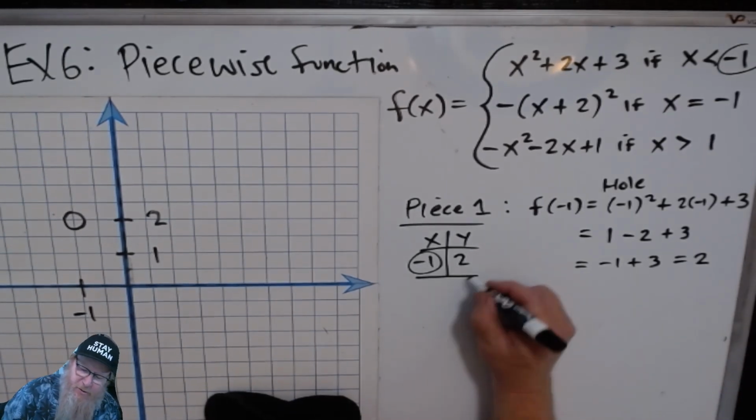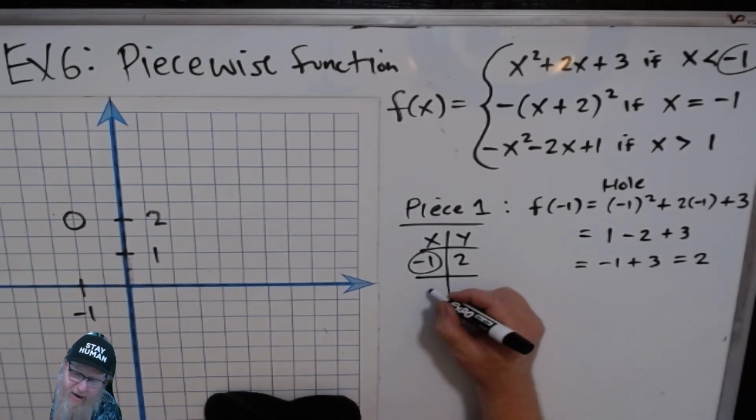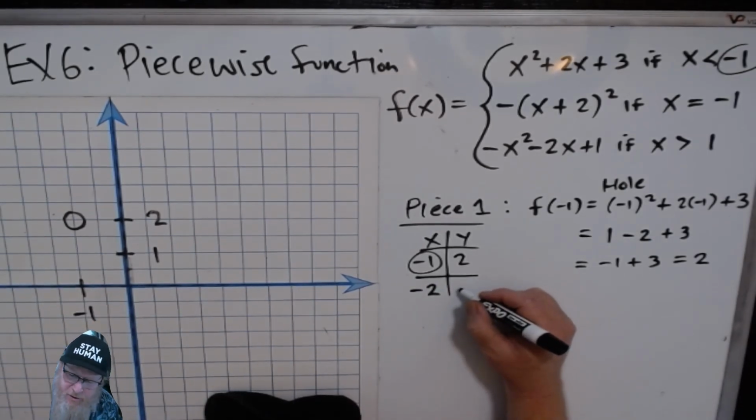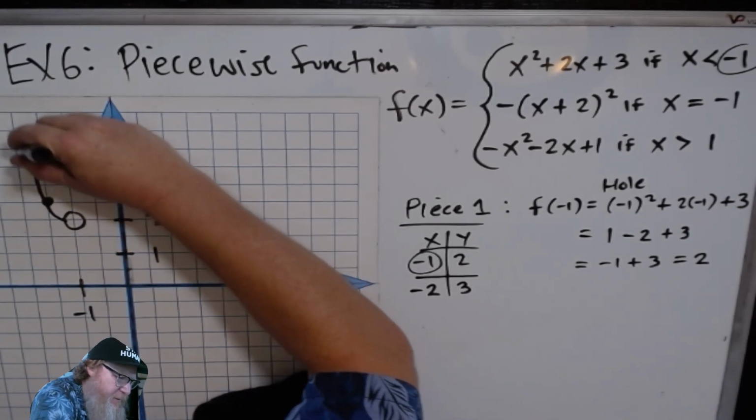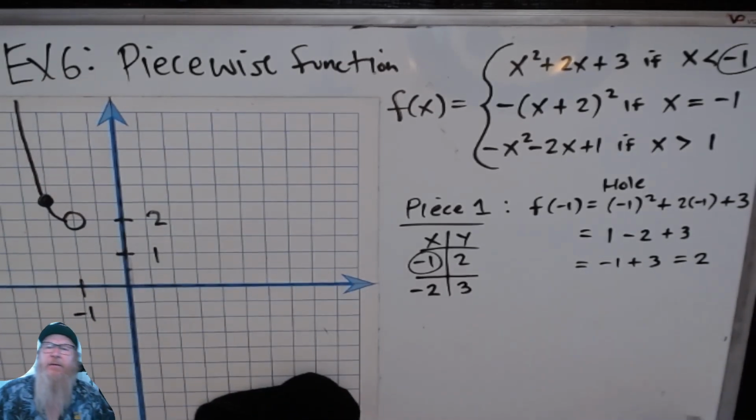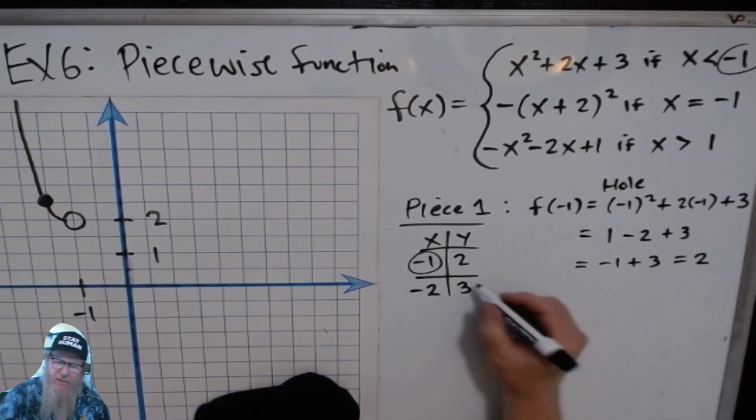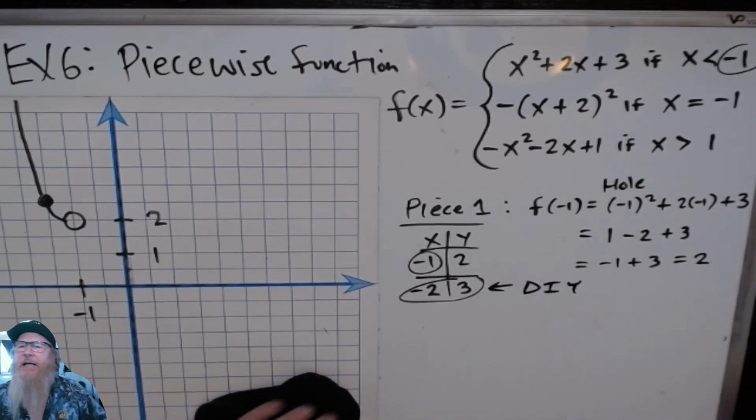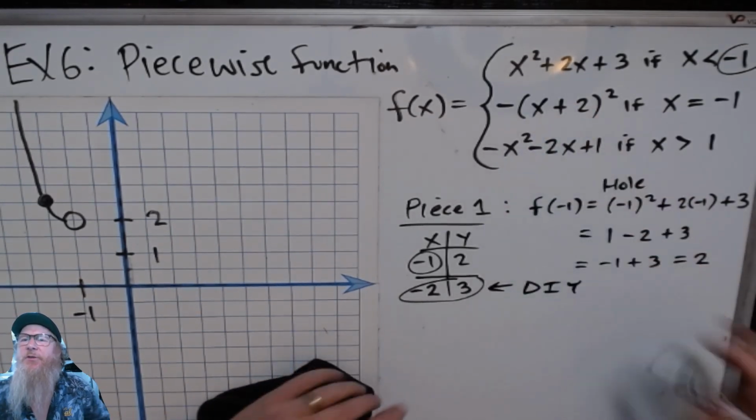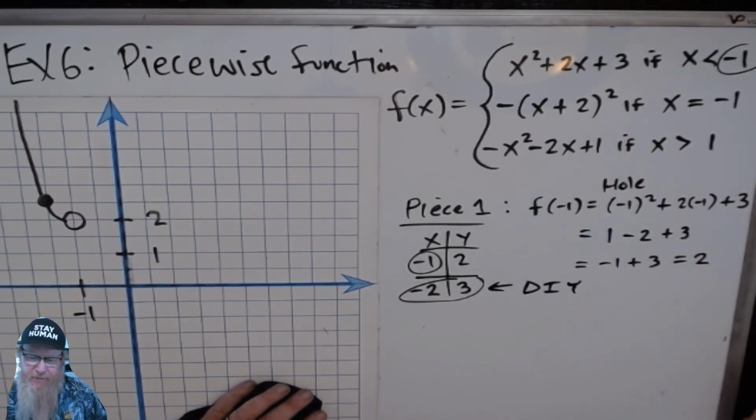Now, in the interest of time, I'm going to say DIY. If you plug in -2, you're going to get out 3. So I'm going to say DIY. Do it yourself. I'm not lying. If you plug in -2, you will get out +3. All right. Do it yourself.